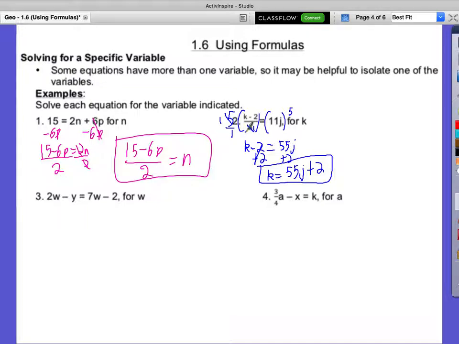Let's do the next one by ourselves. Okay. Number 3, I want you to solve for W on your own. Once you have it, we'll have questions. I want you to raise your hand.